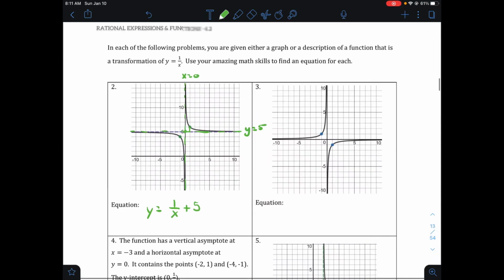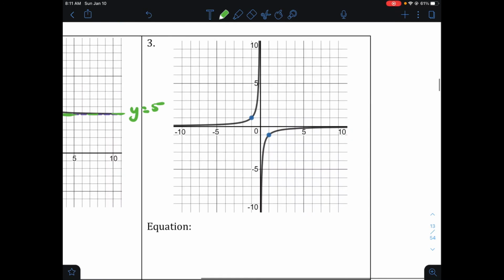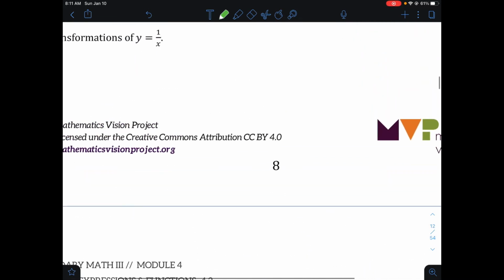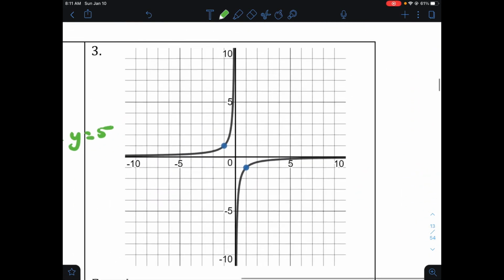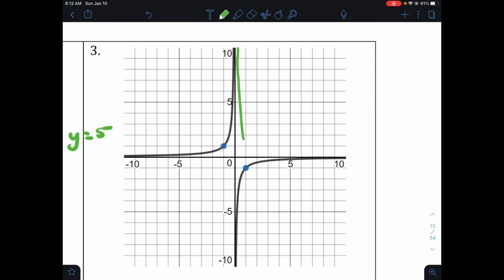Now let's go ahead and try number 3. So this looks pretty similar to this one, but if you notice, the original function looks more like this, right? So something definitely happened.